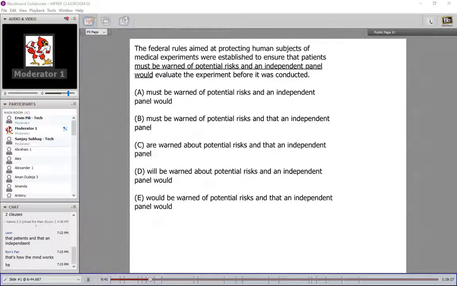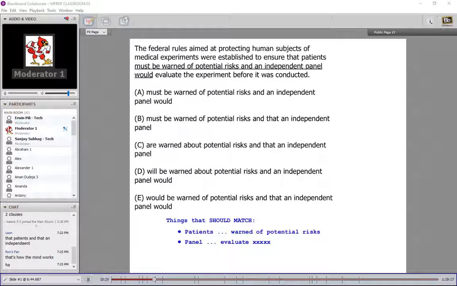Okay, so the things that should match here, and you can think of it as bullet points, if you were making a PowerPoint of this sentence, are: patients have to be warned of potential risks, whatever tense that shows up in, and then the panel has to evaluate the experiment. Let's look at those. They have to match. They have to be in the same form.